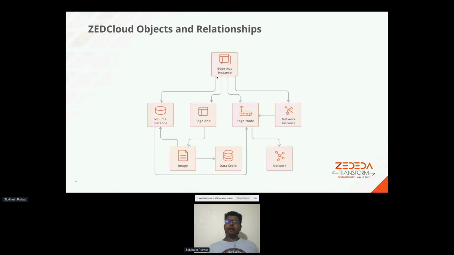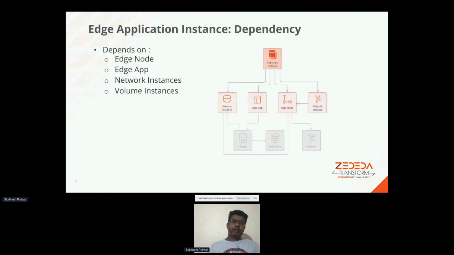So these are just the objects which are available on the zCloud, and we can use Terraform to provision all these things on our zCloud. Okay, so again this is the same thing. This edge app instance will depend on your edge node, edge app, volume instance, and the network instance. This is basically what it depends on.